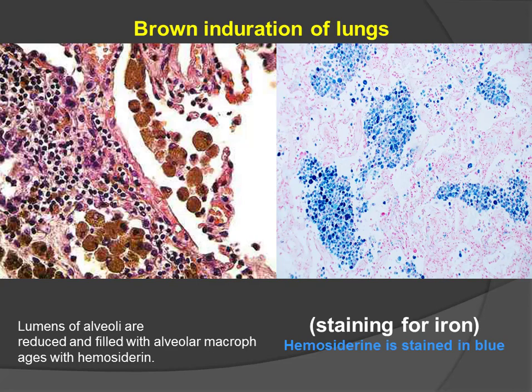And on the second slide, you can see the special stain for iron, the reaction of the Prussian blue. You can see granules of pigment hemosiderin. Its color is blue.